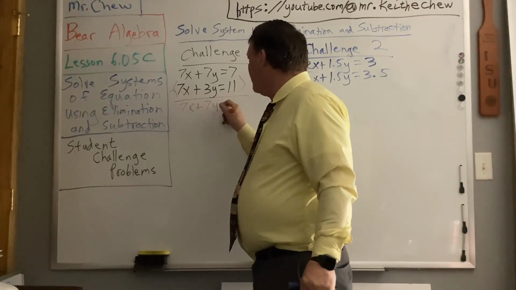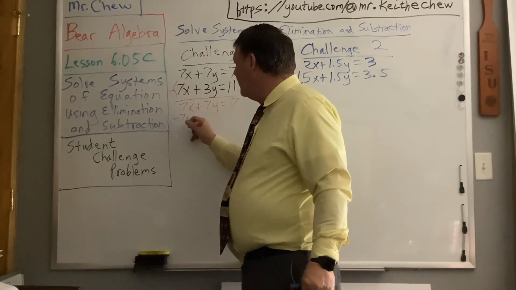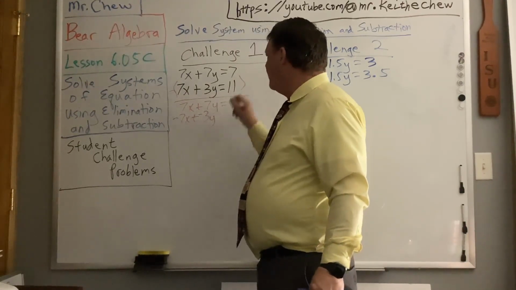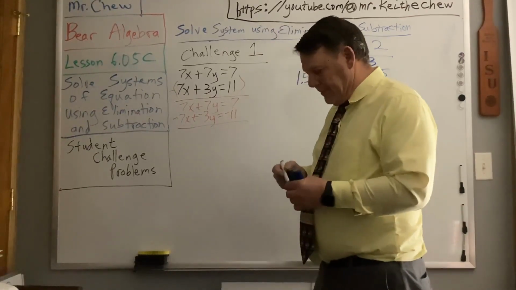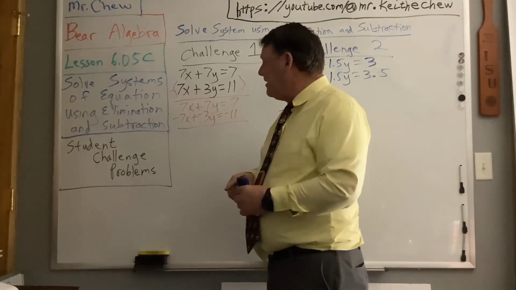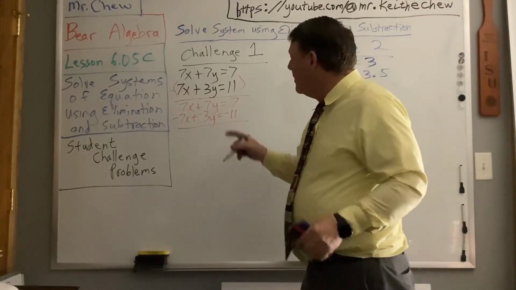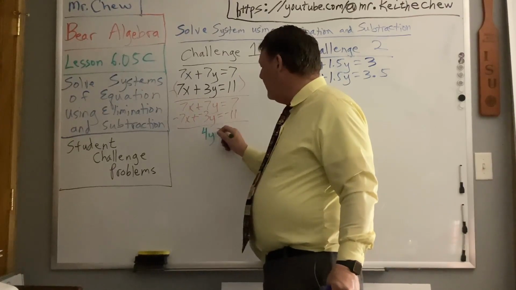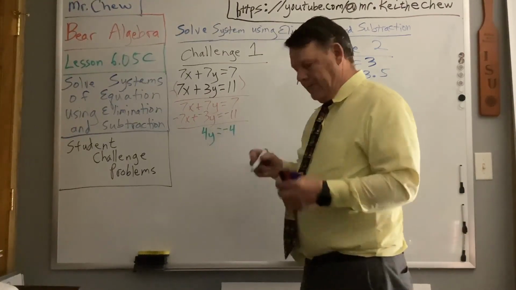Here's my first equation. Now I'm going to subtract a 7x. Now I'm going to subtract a 3y. Now I'm going to subtract an 11. And look what happens. When I add down, 7x minus 7x is 0, so it's gone, which is what I wanted to do. I eliminated it. And 7y minus 3y is 4y. And 7 minus 11 is negative 4.